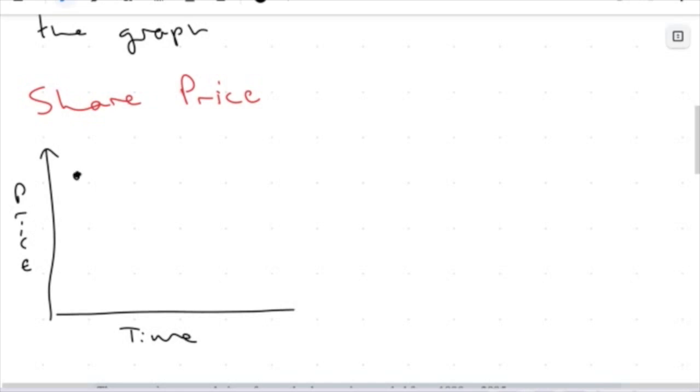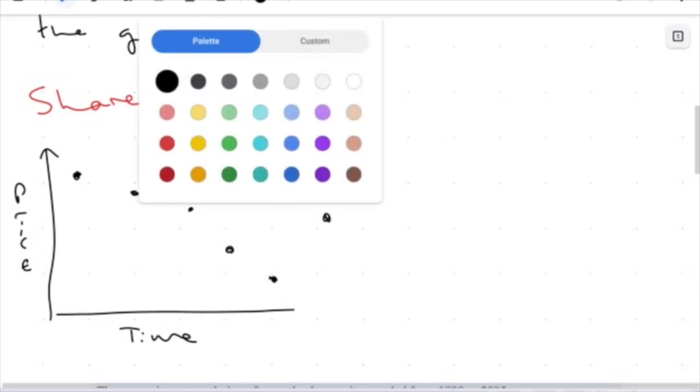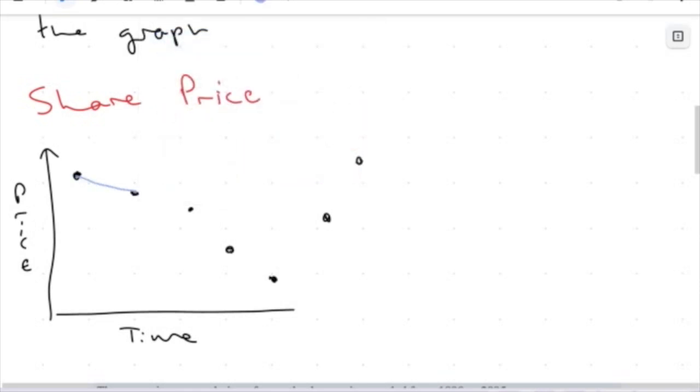So maybe it started really high, then it sort of stayed pretty stable but dropped a little bit, and then it suddenly plummeted down and then shot back up again. So something like this would look like a series of line segments. So if we connect this, this, this, this, and this, my price of my share is changing with time. Another example here could be, I don't know, temperature.